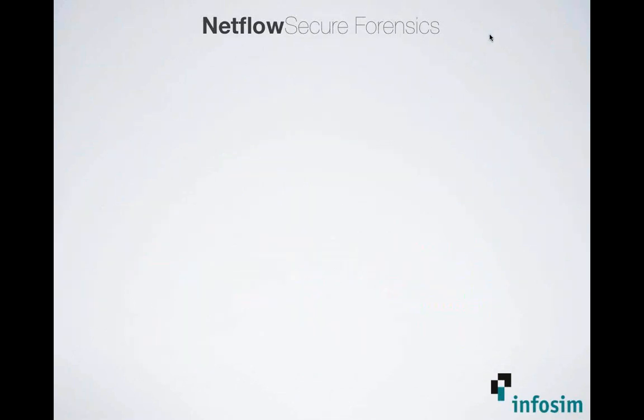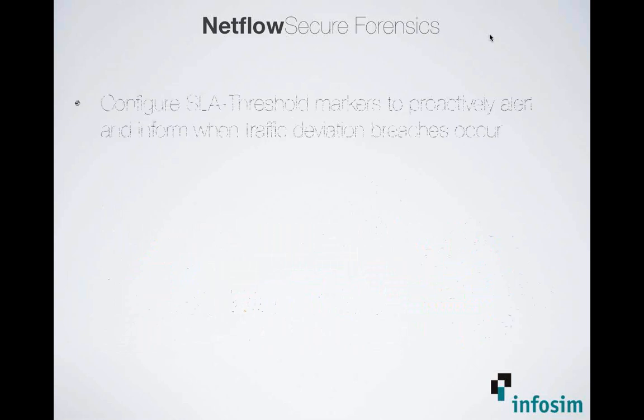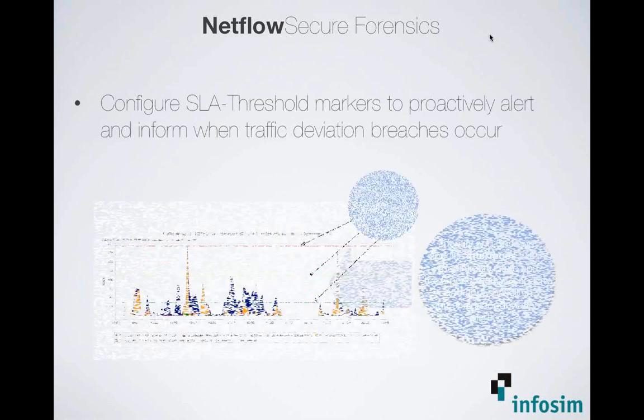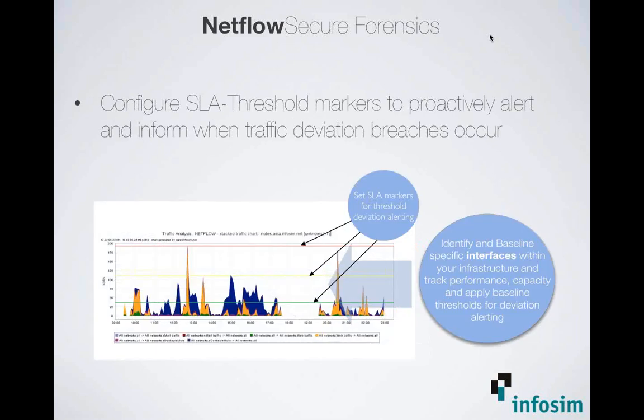Configure the SLA threshold markers that I spoke about earlier to proactively alert and inform when traffic deviation breaches occur. So you can start to apply these around important areas of your network to monitor the usage and track for any deviation that could potentially point to a DDoS attack or some attack of some sort.